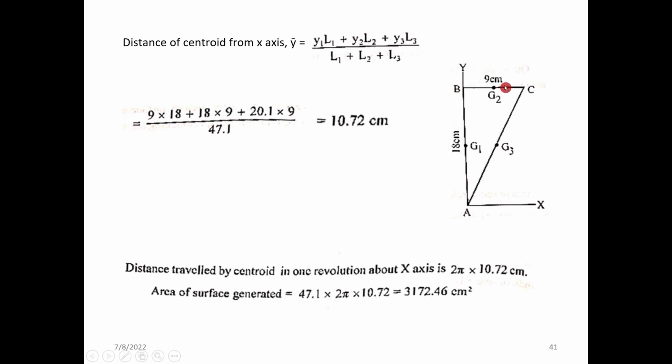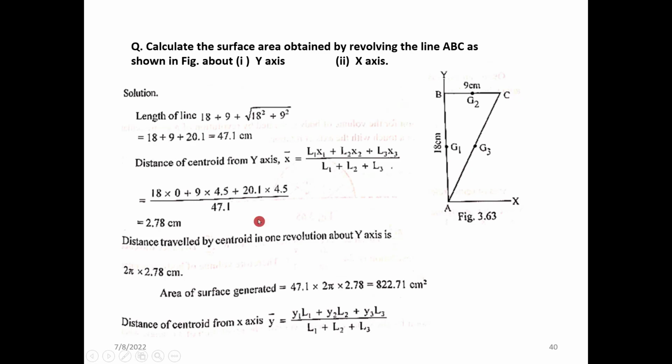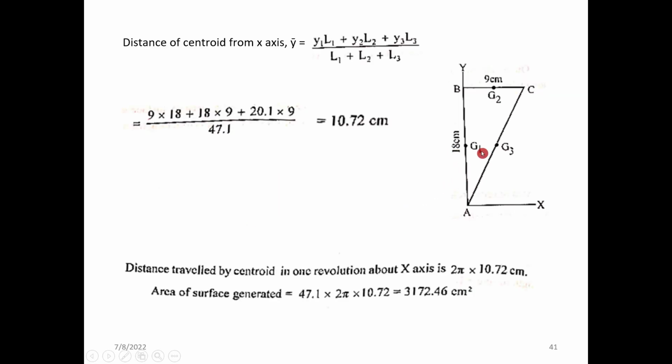This total line shape is a distance of 2.78 horizontally and 10.72 centimeter from the bottom. So it may be approximately at, yeah, 9 is here, right? So it may be approximately at this point.